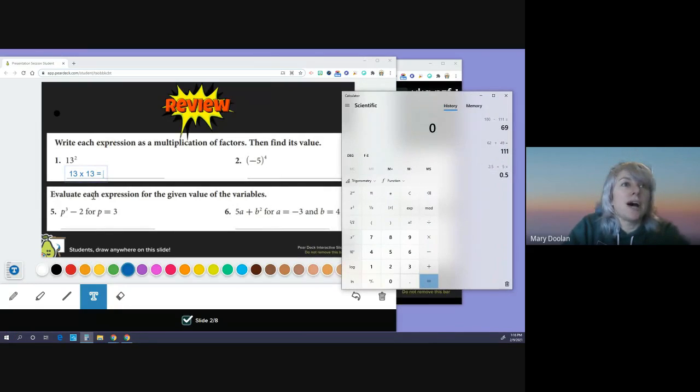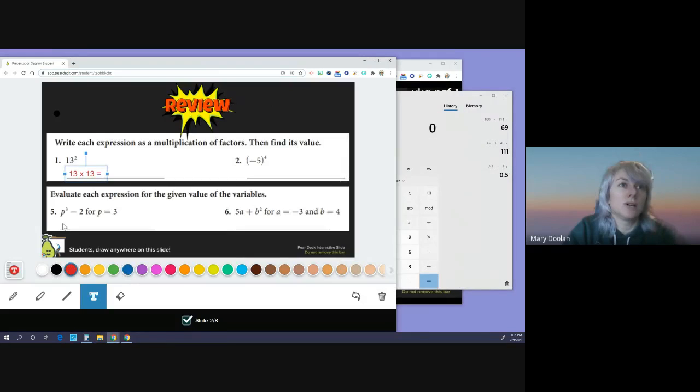For the next 2 problems, evaluate each expression for the given values of the variables. P to the 3rd power minus 2 for P equals 3. Well, we're first going to replace the P with the number, and then we're raising it to the 3rd power. It's a little hard to write, but I could just write out what that means. It means 3 times 3 times 3, right? And then we would be subtracting 2, right? And evaluating that. What does that equal? So you have to remember, do you multiply? Do you take care of exponents first? Do you subtract first? Do you add first?